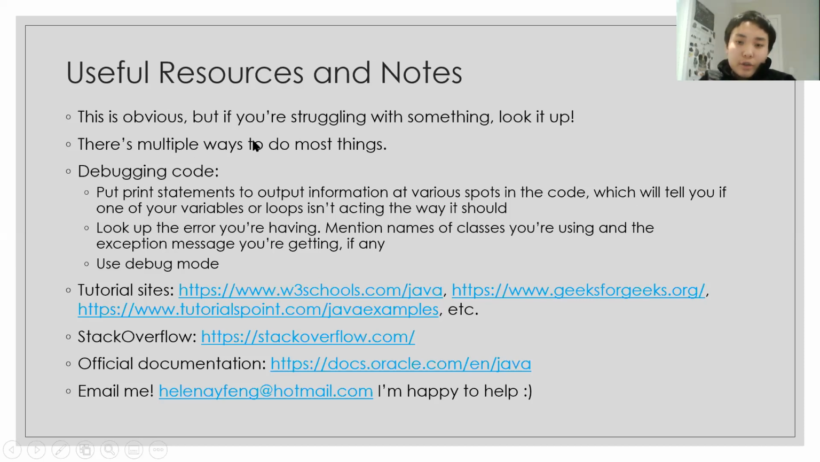There's multiple correct ways to do basically everything. And when you're debugging, there's a lot of different strategies. You can use print statements strategically placed to give you output information. I'm sure you guys are familiar with this method. You can look up the error you're having, mentioning the name of classes, the exception message, and all that. And usually there's a nice, helpful Stack Overflow or occasionally Quora thread. And you can also use debug mode if that's something you're familiar with.